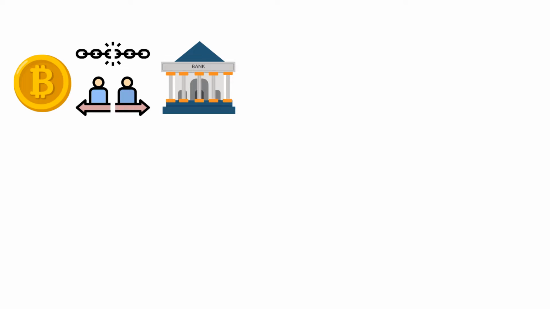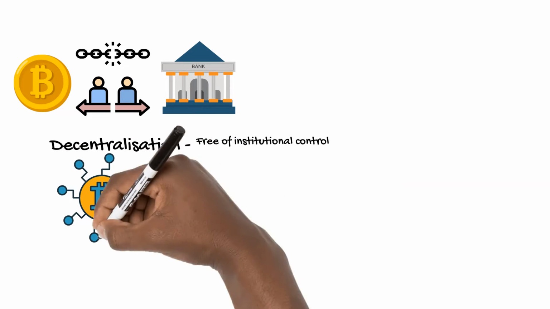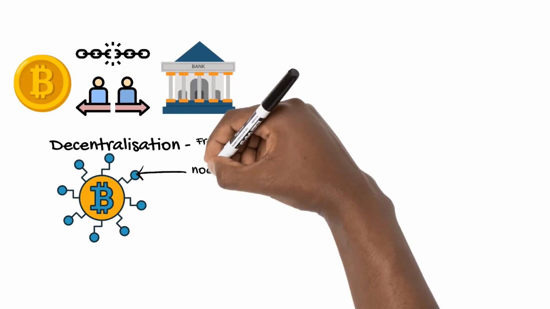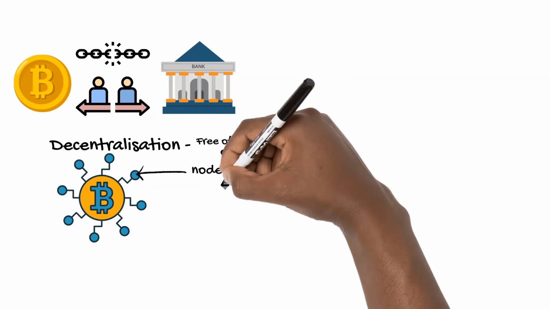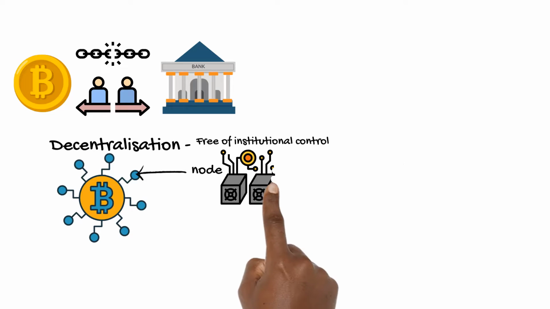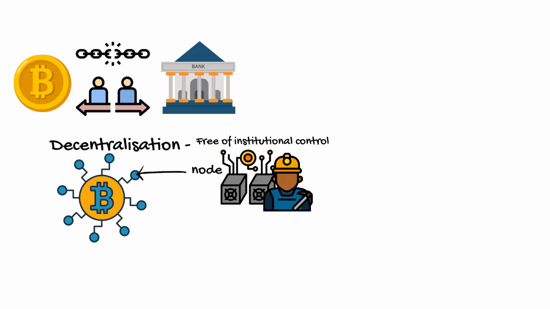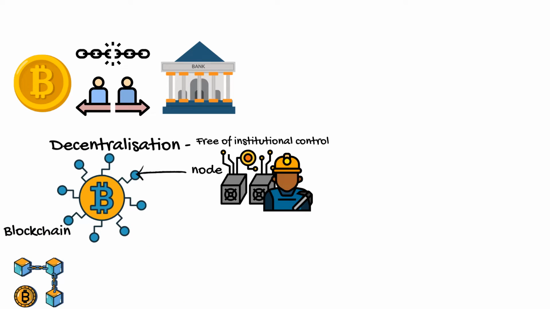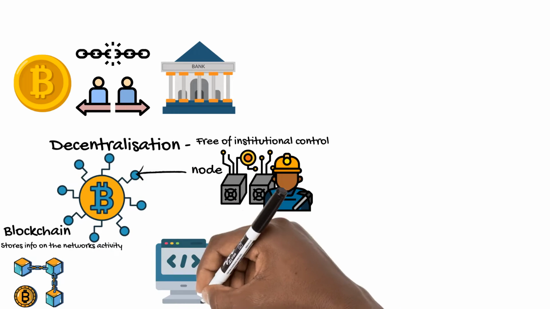Deeper, it describes the decentralization nature of Bitcoin, where he mentions making payments without going through a financial institution. So decentralization, in a nutshell, just means no one entity, like a person or institution, controls Bitcoin. And this is enabled by how the Bitcoin network is set up, because it is run by thousands of computers around the world connected to its blockchain. These computers are called nodes, and they're run by miners. We'll get to that in a bit. A blockchain is just a public digital database that stores information on the network's activity. It's just record keeping.